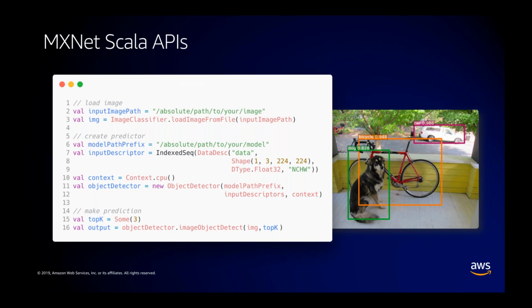And then we choose an image that we want to perform this object detection on. So we have the path at the very top. And lastly, in the bottom line, we call the image object detect function on our object detector. We pass in our image and we specify that we're interested in the top 3 predictions. And then the example would be on the right-hand side where we've identified the dog, the bike, and the car. And so this is just using the Scala API for MXNet to be running inference.